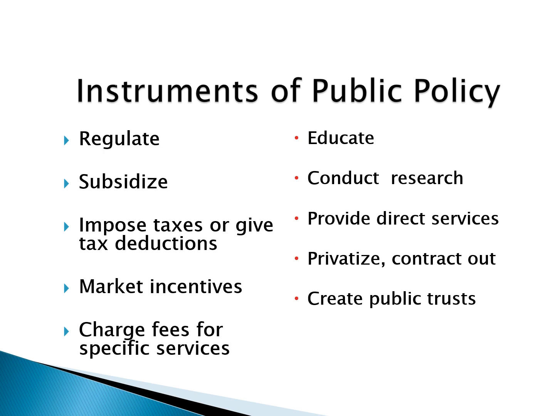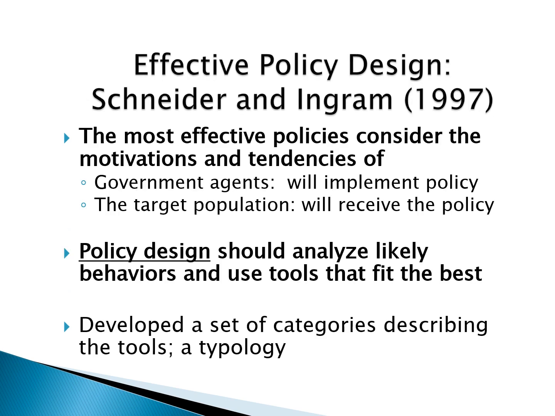It can actually provide direct services like police and fire. Further, it can privatize or contract out services. Think about prisons today. Some are provided by the private sector. Finally, it can create public trusts. This can regulate public behavior and protect certain things like land. We'll talk about green spaces in later modules. Taken together, the government has a lot of instruments at its disposal to deal with public policy problems. Clearly, these are a lot of policy tools.